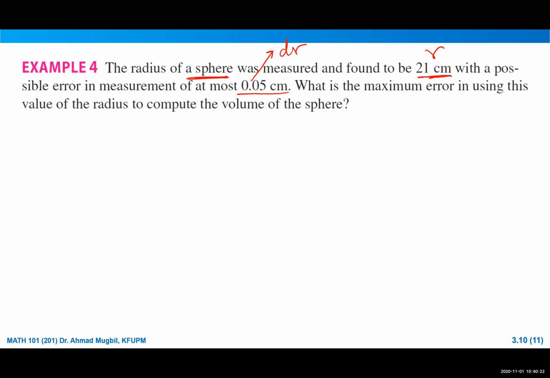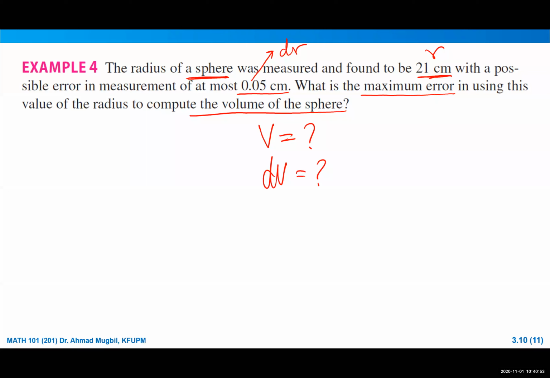The question is, what is the maximum error? Because of course, the error in calculating the radius will affect the calculation of the volume. What is the maximum error in using this value of the radius to compute the volume of the sphere? So what is required, ya Shabab? Do we want V or dV? dV. We want the amount of error, the amount of change. If you can translate this from words to mathematics, you can calculate it.